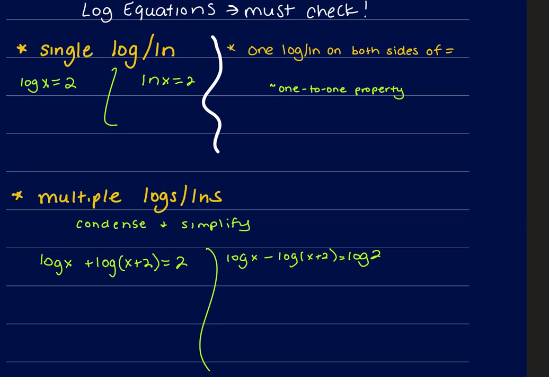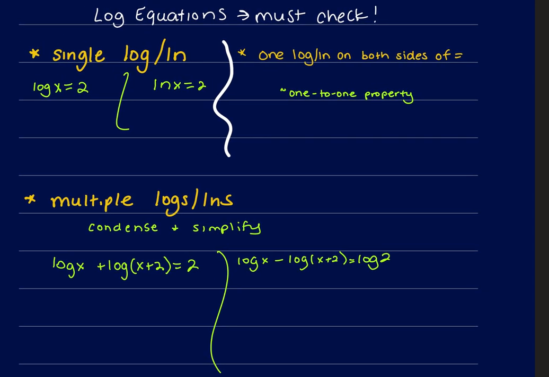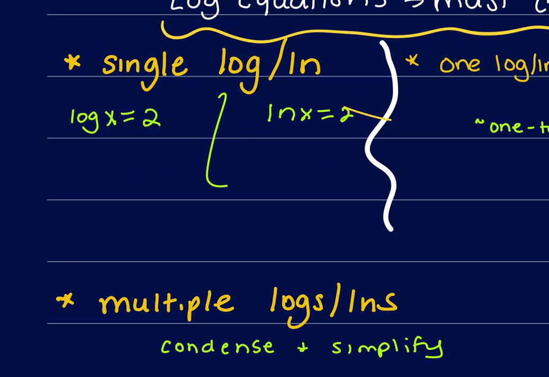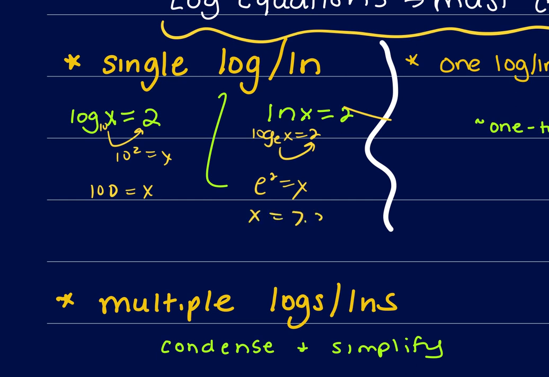All right, and then all the logs equations. So remember, these are the ones we have to check. If it starts with a log or an ln in the initial equation, you have to check them. The first two that are there are ones in which you have a single log or ln. For these, we convert to exponential. So this would be log base 10, 10 would pick up the 2, and x would be 100. ln of x equals 2 would be log base e of x equals 2. And again, only one log converts to exponential. And e squared is 7.389.